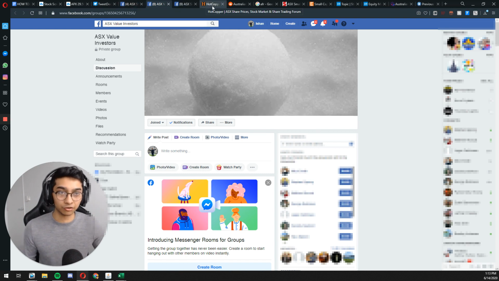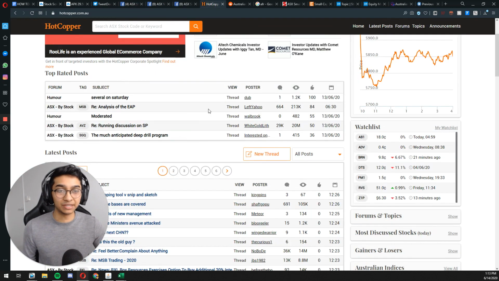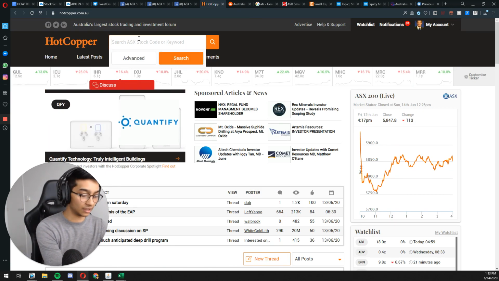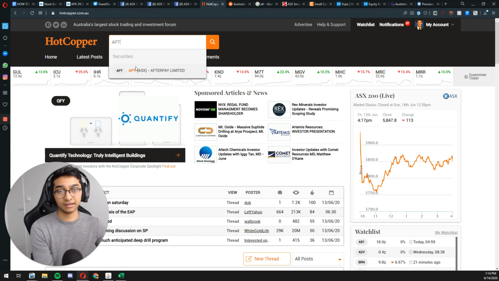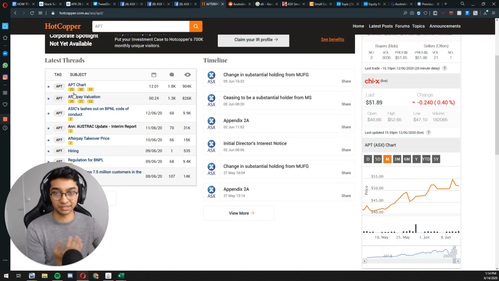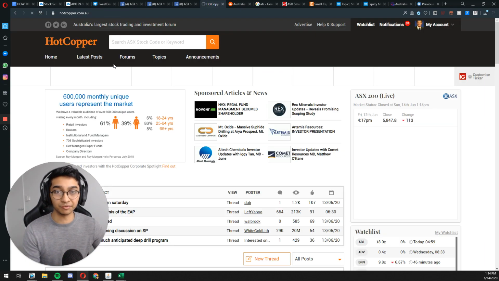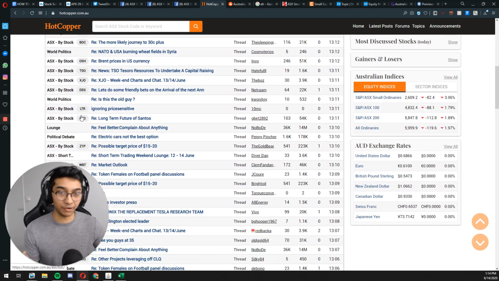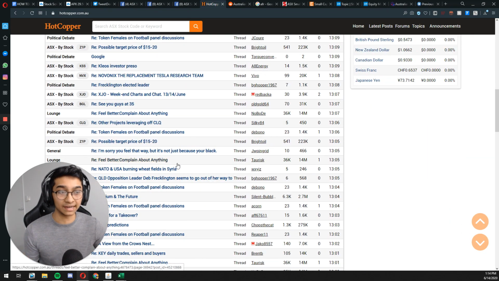Another one is forums, and that's like HotCopper. This is mainly small cap stocks, but you can look at large caps. Like you could look at Afterpay and just click there, and you can see what people are saying about Afterpay. But if you want to look for new stocks, you can literally just go down here to latest posts, and there's a bunch of stocks that people are talking about right now.